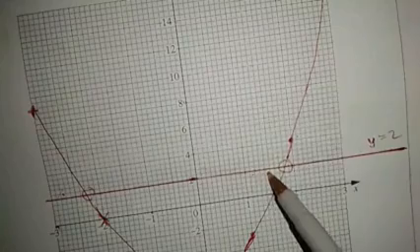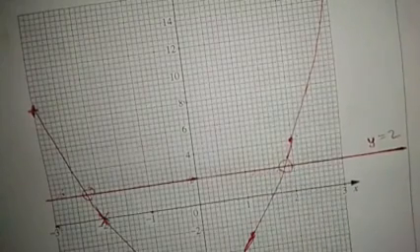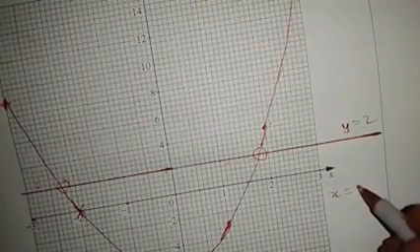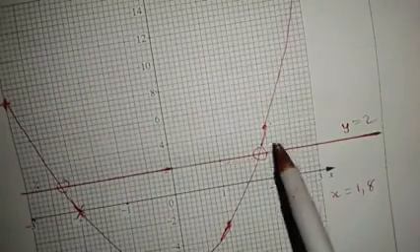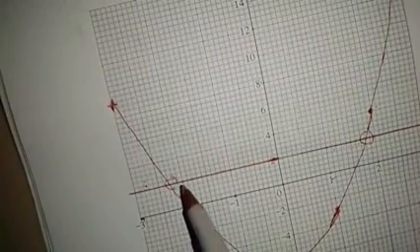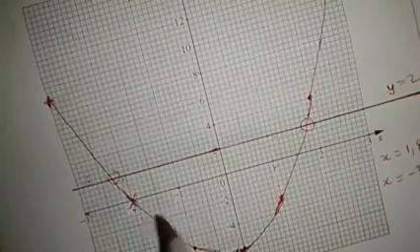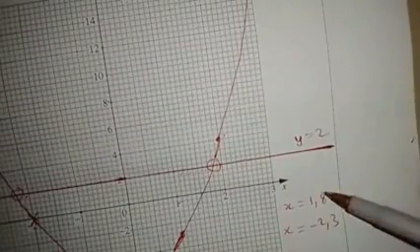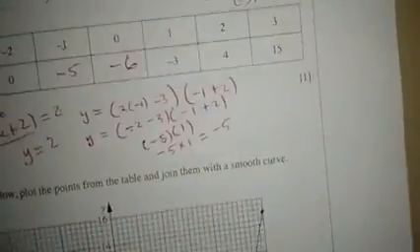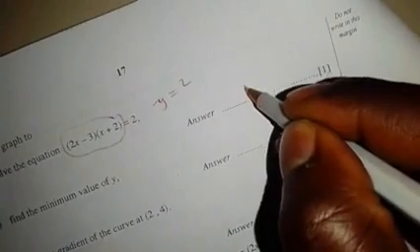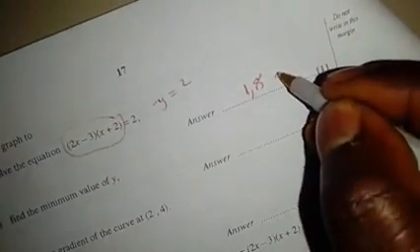So how many boxes do we have here? 1, 2, 3, 4, 5, 6, 7, 8. We've got 8 boxes. It means that the first solution is x is equals to 1.8, since we have got 8 boxes in front of 1. Then we're now counting the left side. 1, 2, 3. So it means the next solution is minus 2.3, since we've got 3 boxes on the left side of minus 2. So the first answer is 1.8, and the second answer is minus 2.3. So I'm going to write 1.8 as the first answer, and minus 2.3 as the second answer.